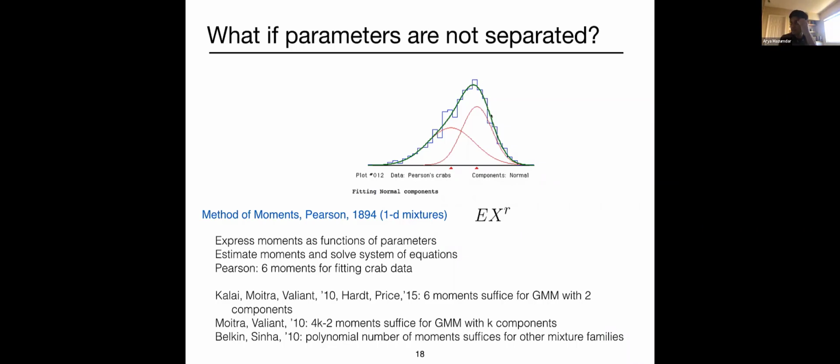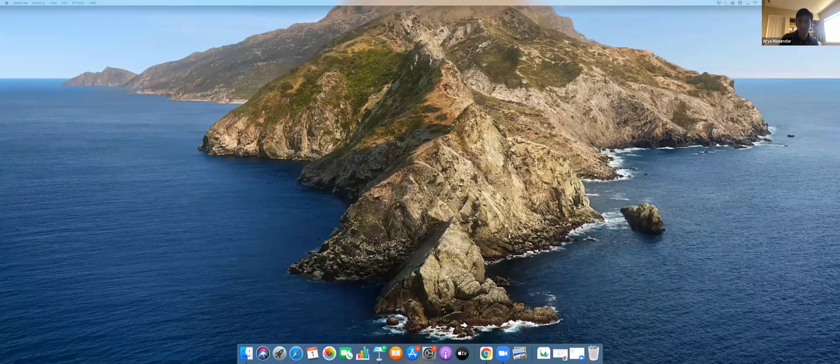So Pearson's conjecture was that there is not one species of Naples crab, but there are actually two species, and you can fit a mixture of two Gaussians over there. To do this, he used something called method of moments, which we teach in the basic statistics course. You express moments as functions of the parameters, then estimate the moments by some plugin estimator, and then you solve.